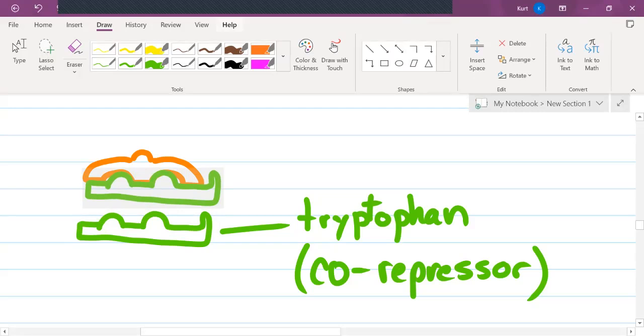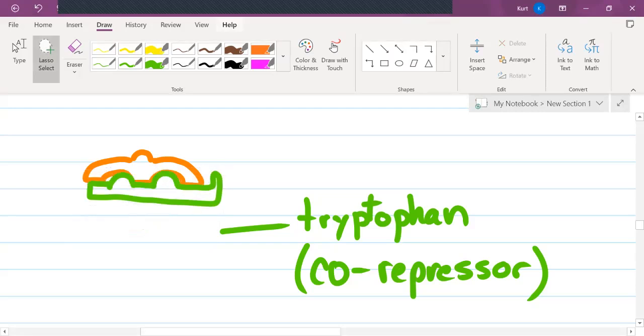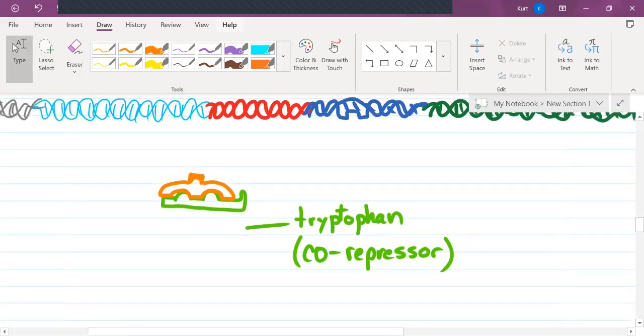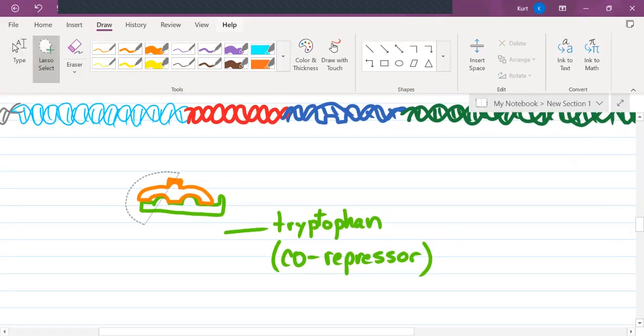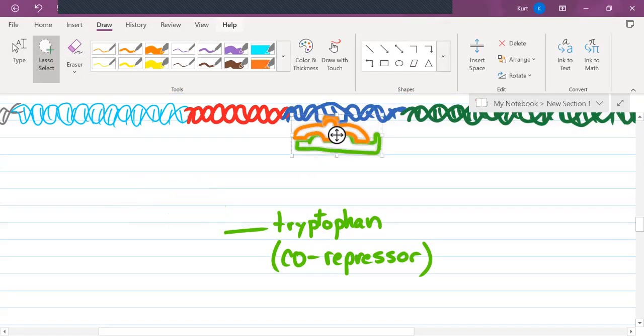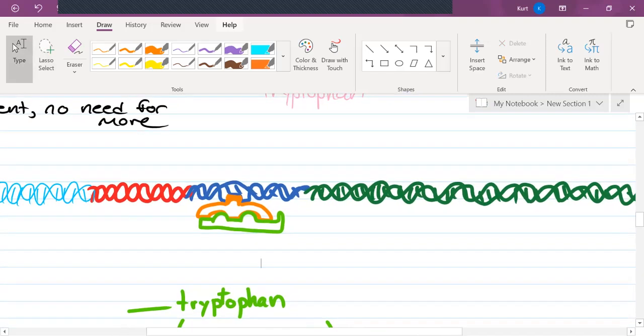Locked in. Now, this repressor will no longer be inactive. Check out the little nodule on the top. It's in a square shape now. It is now active. And what it can do is it can plug into that operator and turn off the operon. The repressor is now active.